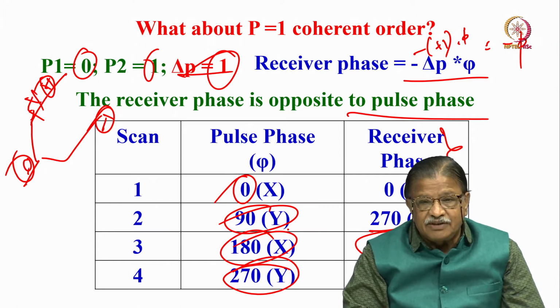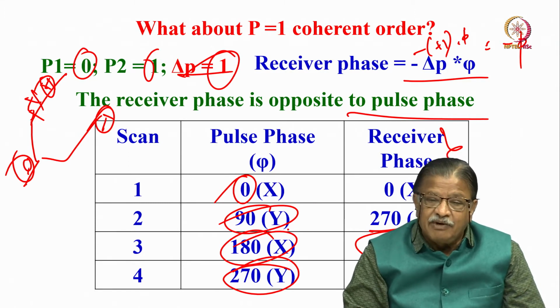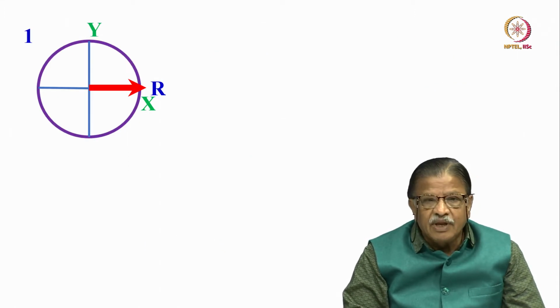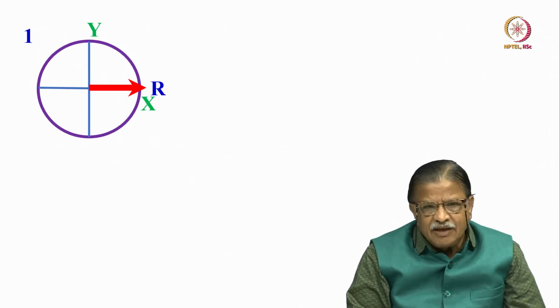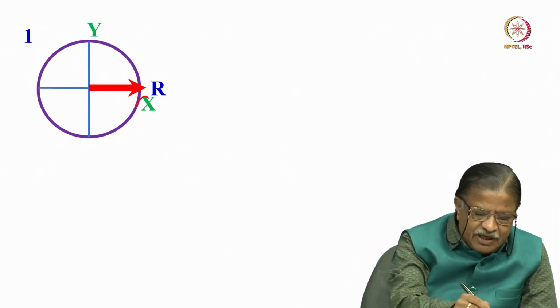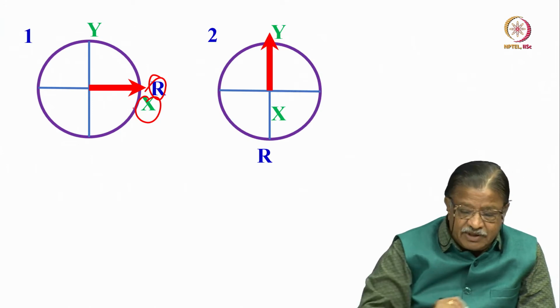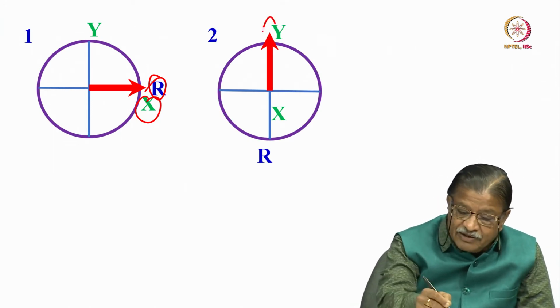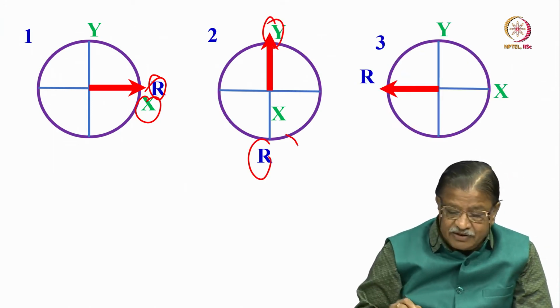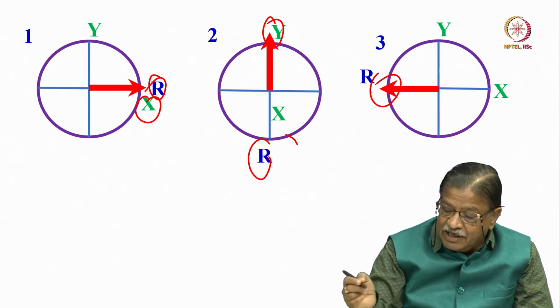Now if I do this, will I select plus 1 or minus 1? Let us see now. This is the situation. This is the receiver here, pulse is here. Now pulse is here, receiver is here, they are in the opposite phase. Here pulse is here, receiver is here.